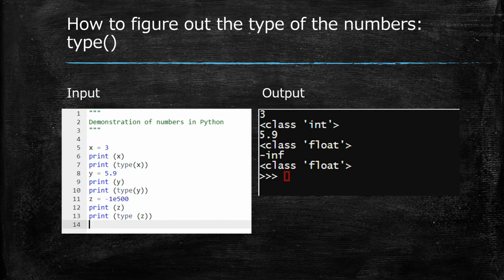If you say y equals 5.9 and print out type of y, you will get class float, so you know y is a floating point number. As for the example of z, recall in the previous slide that negative 1 e500 was described as infinity, but here, when we use the type function, we get class float. Thus within Python, it is classified as a floating point number.